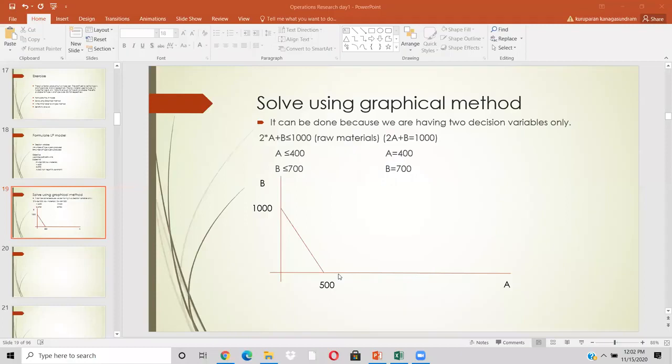Oh, okay, wait a minute. Someone is not understanding how I got this 500 and 1000. Okay, I will repeat it. Guys, look at the chart. The line is 2a plus b less than or equal to 1000. To draw the graph, just think the line is 2a plus b equal to 1000. We want that line. Okay, here this is the axis of b.